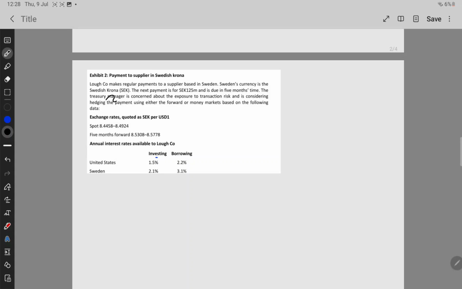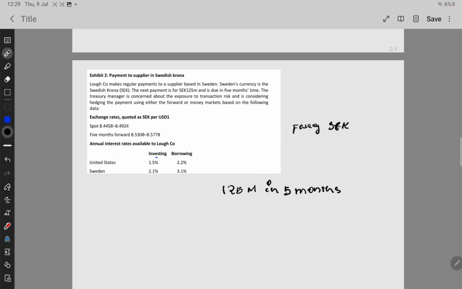So what's the question? Lauco makes regular payments to a supplier based in Sweden. So Sweden is our supplier. What is our foreign currency here? SEK, the Swedish krona. The next payment is for 125 million and is due in 5 months. I'm taking this one only, or you can take it in thousands, that is also fine. Lauco is concerned about exposure to transaction risk and is considering hedging the payment using forward or money market.